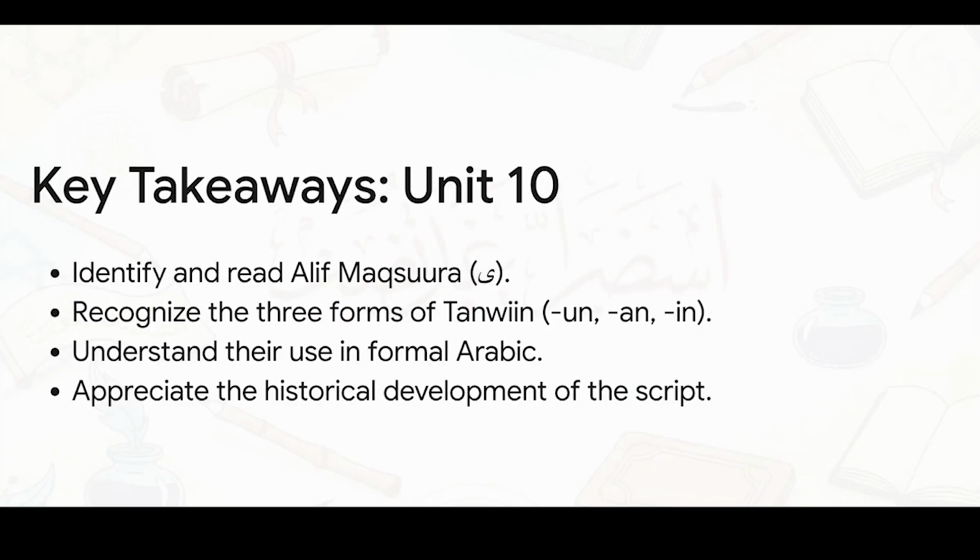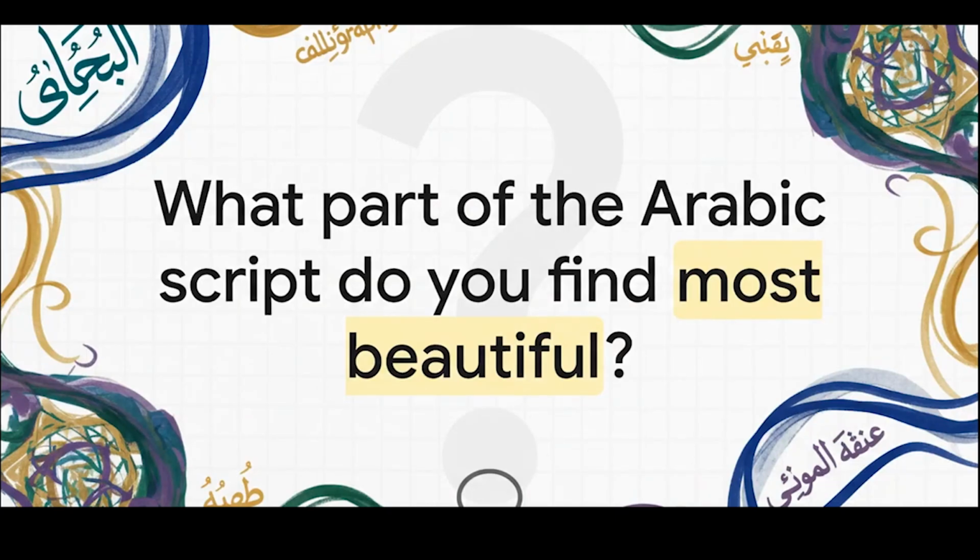So, let's do a super quick recap of everything you've accomplished today. The main takeaways are, you can now identify and correctly read Alif Maksura, you can recognize the three forms of tanween and know that they belong to formal Arabic, and finally, you have this amazing new appreciation for the long and fascinating history of the script itself. And that brings us to the end of Unit 10.